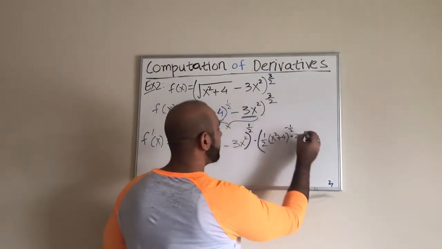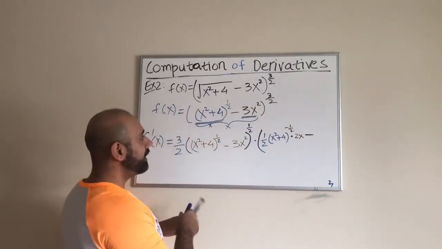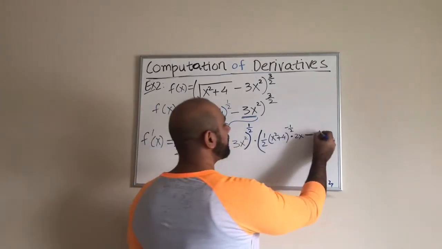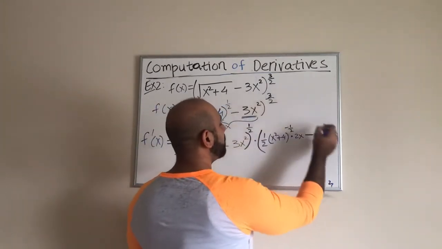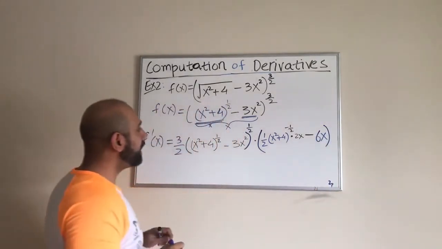Then minus the derivative of this. The derivative of that is simply 3. You bring the 2 in the front, so it is 3 times 2, which is 6, and you subtract 1 from 2, so that is just to the power 1. I don't have to write that 1. Guys, that is it. We are done.